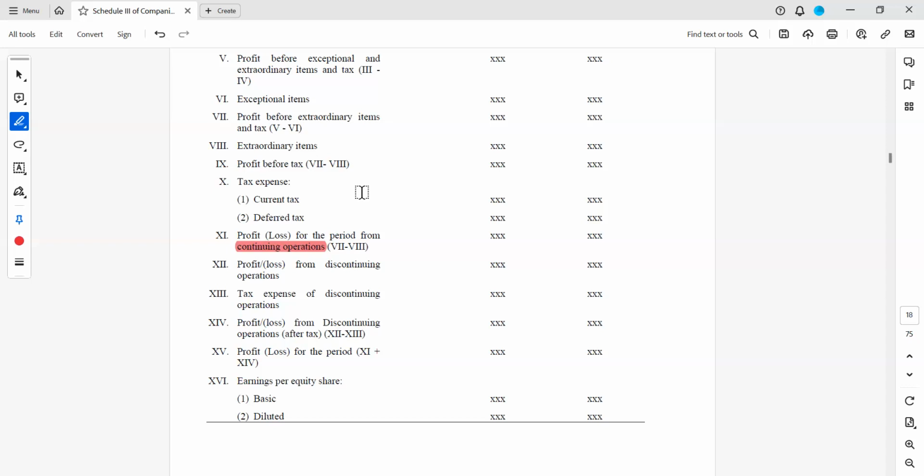Even when we were discussing the balance sheet, I told that if any company is selling, then we have to say assets held for sale. In the same way you have to report if the company has entered into an agreement with any other person to sell a particular unit. We have discussed this, if you remember, during the going concern concept.